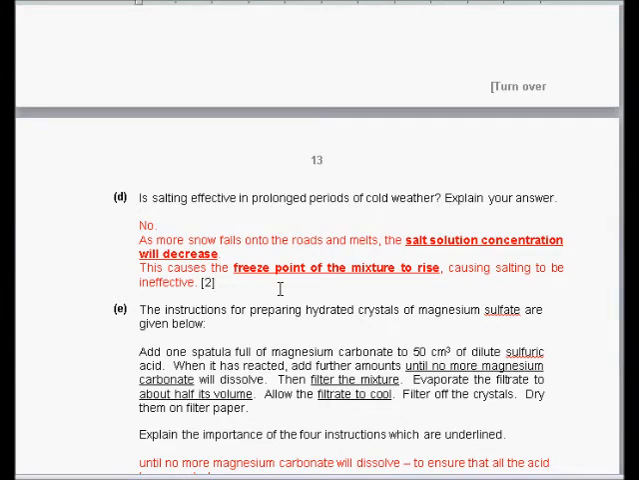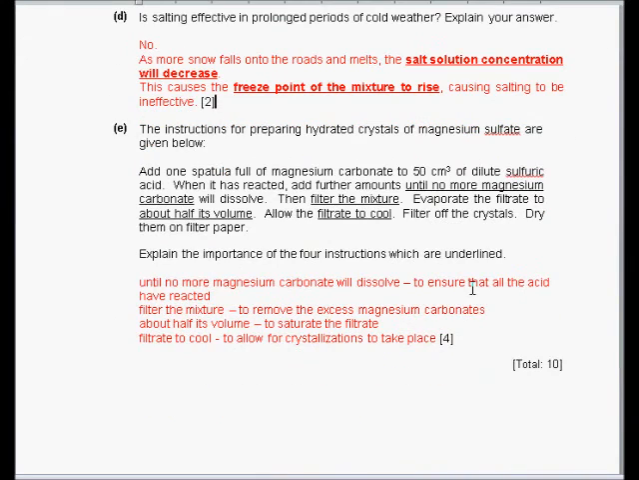Okay, so this question is quite difficult. It requires you to relate prolonged periods of cold weather to continuous snowing. And because more and more snow is falling, and as the snow melts, the salt solution concentration will decrease. The salt solution will become more diluted. And when the salt solution concentration lowers, then the freezing point of the mixture will rise.